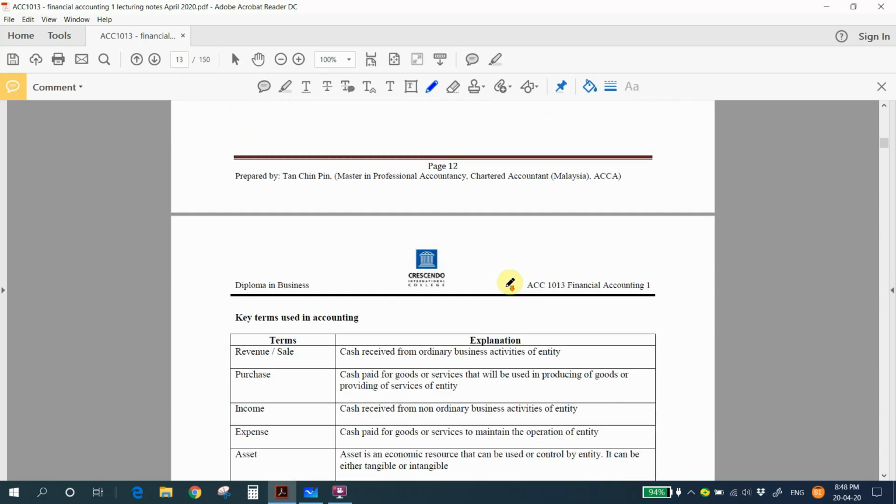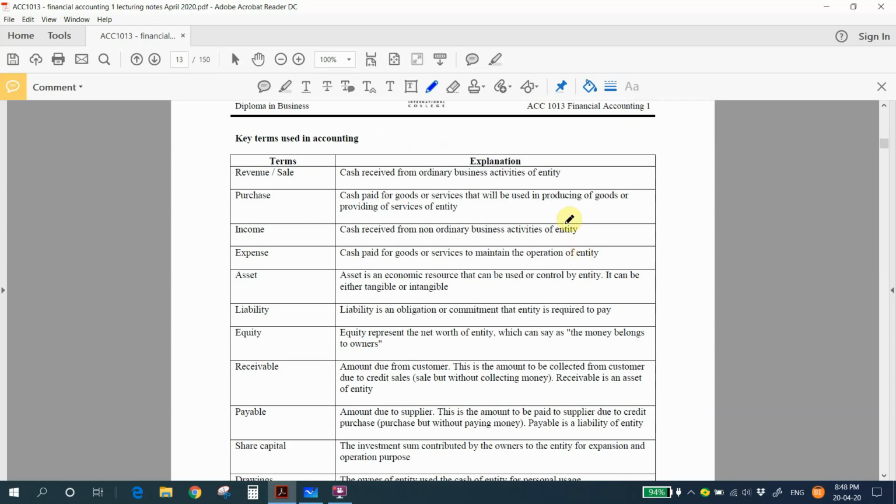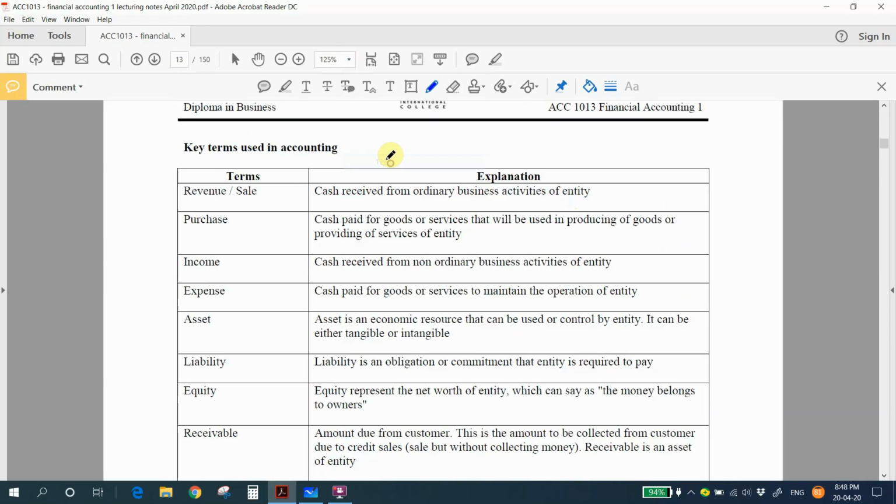Next, before we learn the double entry concept, I think we shall also understand the meaning of key terms that we use in the preparation of accounting. The first one is revenue or sales. So what is revenue or sales? The cash that you receive from the ordinary business activity.